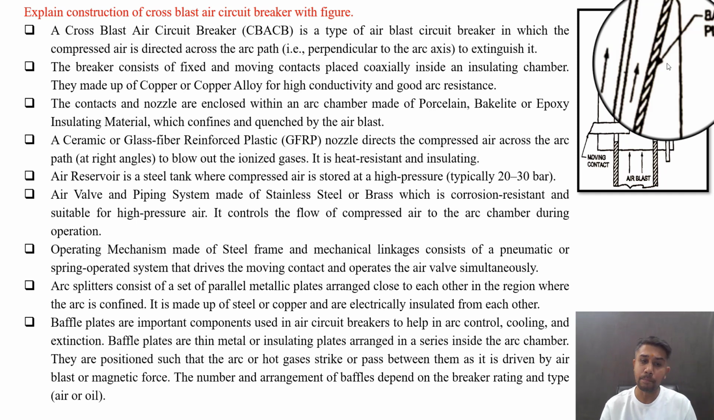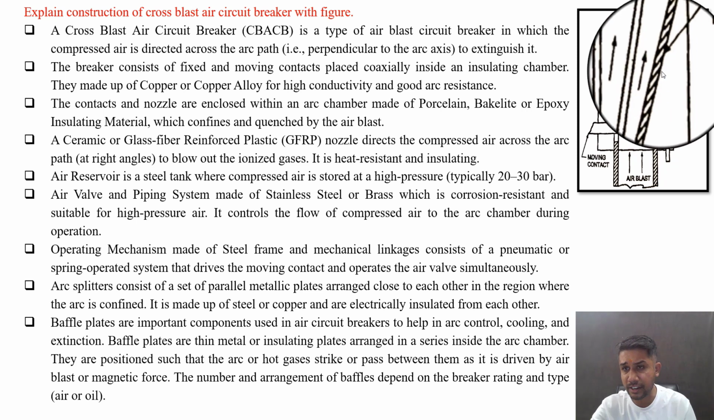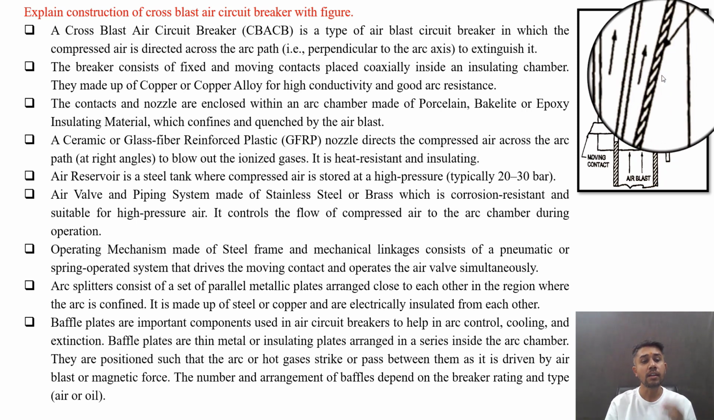Baffle plates are important components used in the air circuit breaker to help in arc control, cooling and extension of the arc. These baffle plates are thin metal or insulating plates arranged in series inside the arc chamber. You can visualize this. This is the arc chamber and these baffle plates are arranged in the arc chamber. They are positioned such that the arc or hot gases strike or pass between them as it is driven by the air blast or magnetic force.